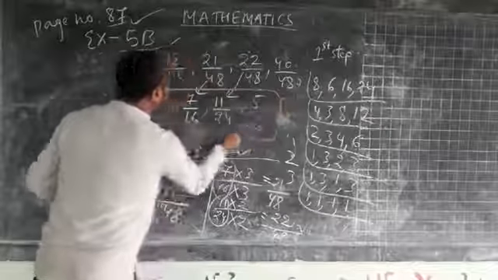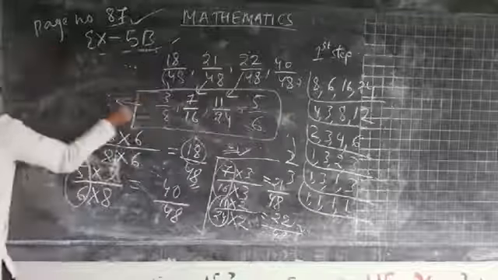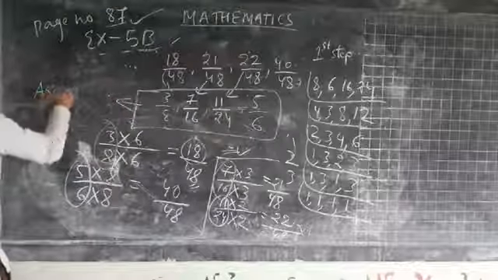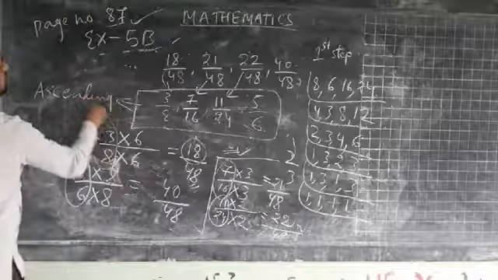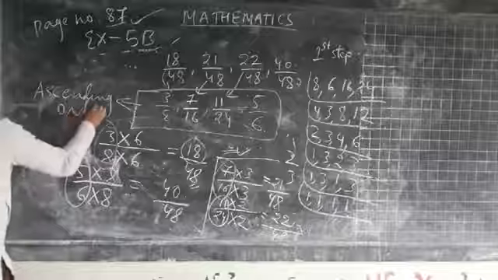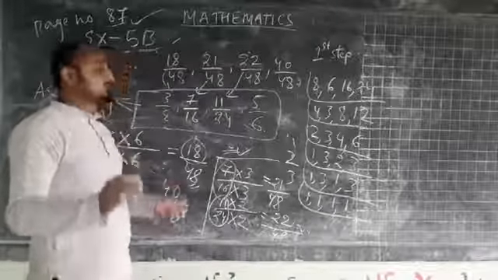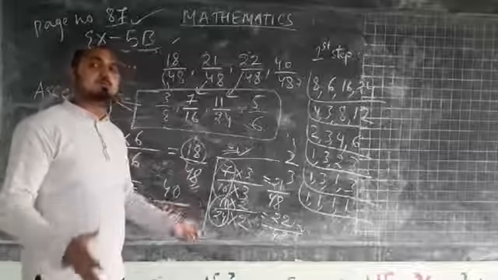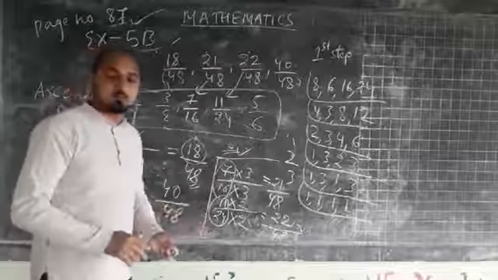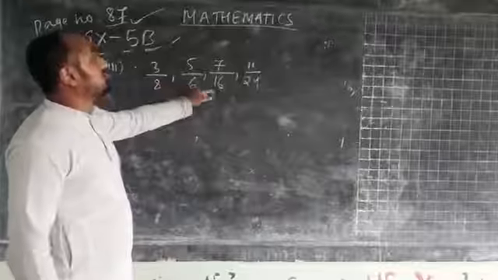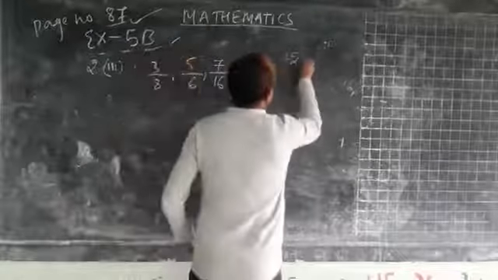Now these are arranged in which order? Ascending order. So this is the first method to solve. Now I will show you the second method also. Whichever you feel easier, you can follow that method. I am going to solve it by second method.